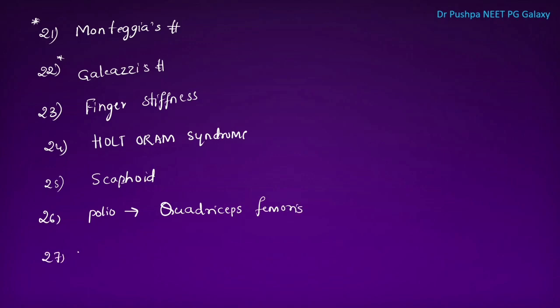Next one is most common site of skull fracture is temporal bone. Next one is most common mechanism involved in spinal trauma. Flexion distraction.